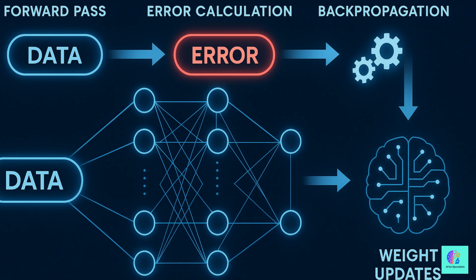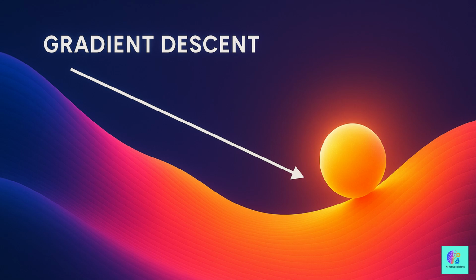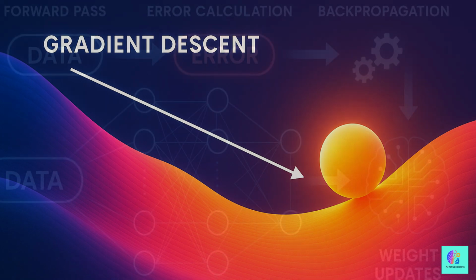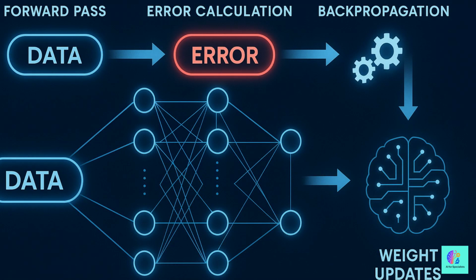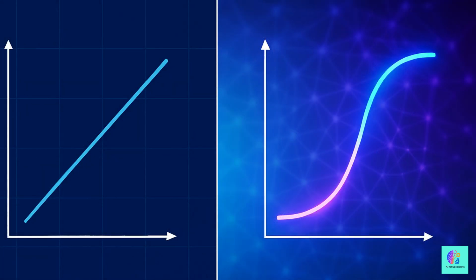Then comes backpropagation. It does something clever. It figures out how much each parameter contributed to that error. That gives you a gradient, and that gradient guides gradient descent. You're basically nudging the weights downhill in this complex loss landscape to reduce the error. And a key thing, often missed, is the role of activation functions. They bring in nonlinearity. Without that, networks could only model simple straight-line relationships, not the messy real world.